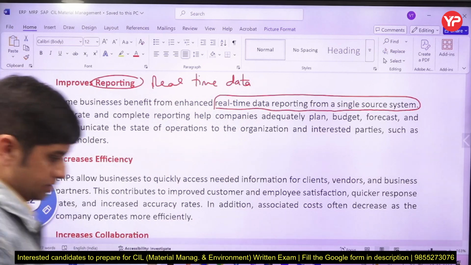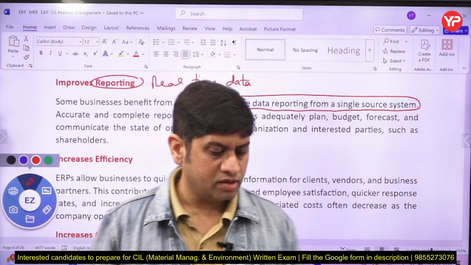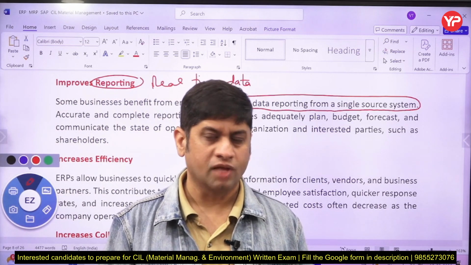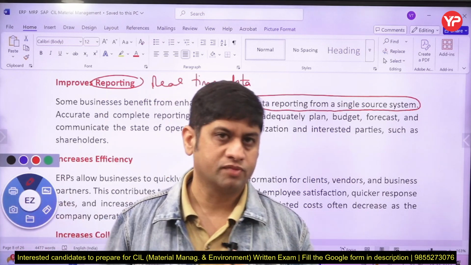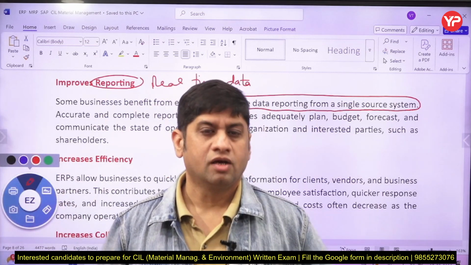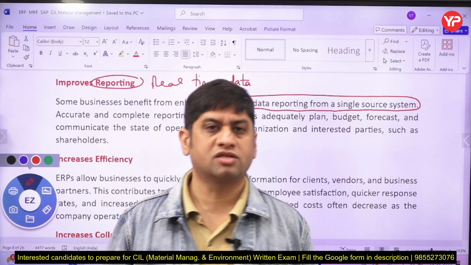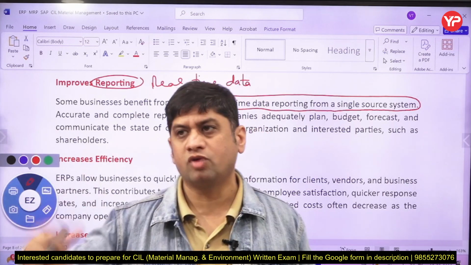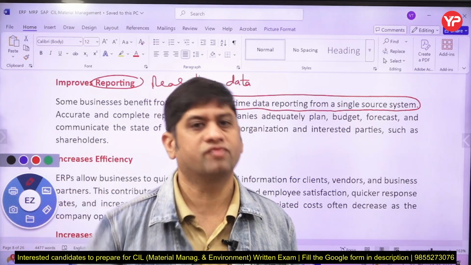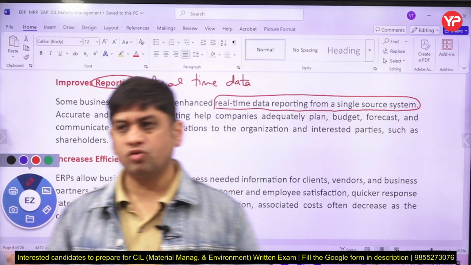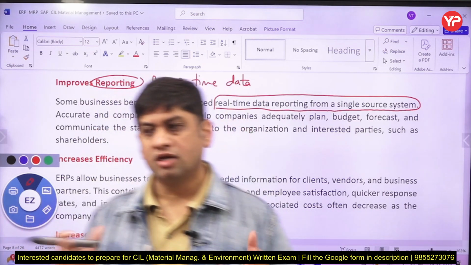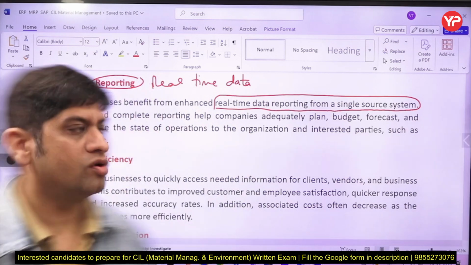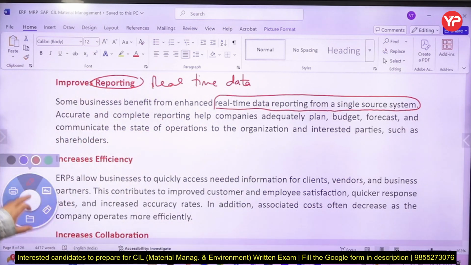Suppose a sales team is connected with the production team. So whenever there is a sale per day, that information will come to the production team. Now suppose that is not connected. So by the time information reaches the production department, it will be very late. It will not be quick information and real time information. So whenever you interface the departments, connect the departments, real time data flow will be more effective.